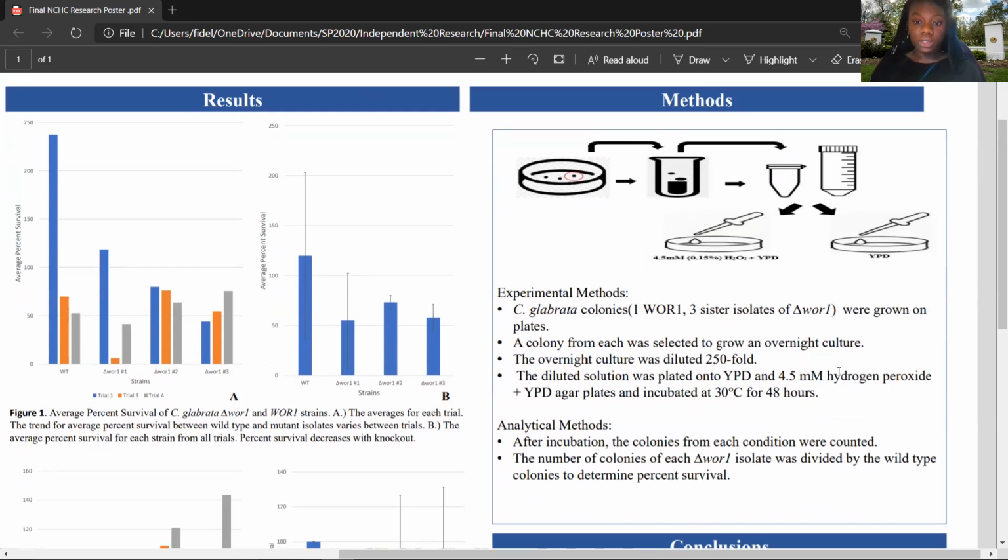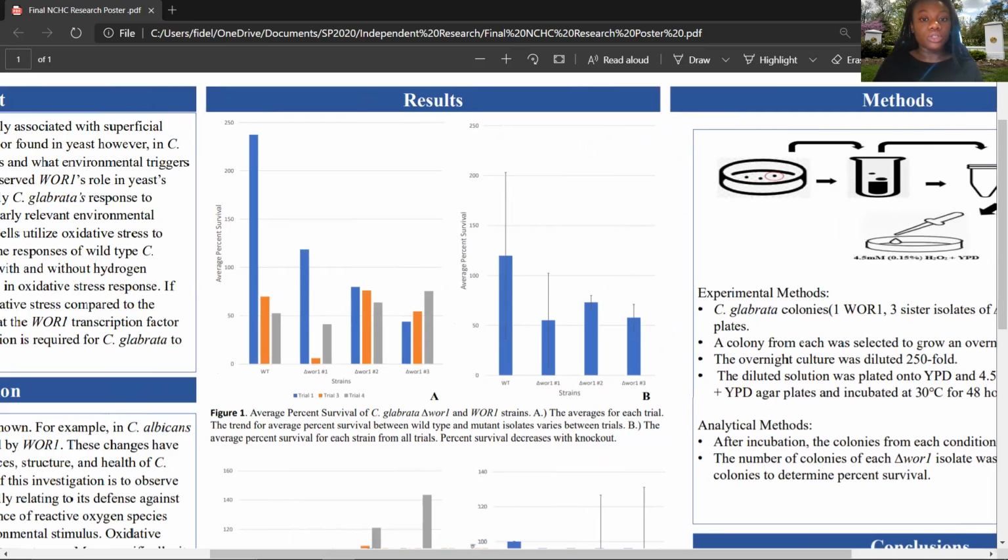Now, to analyze the effect of oxidative stress on these yeast, after incubation, the colonies from each condition were counted. Then the number of colonies of each delta WAR1 isolate was divided by the wild type colonies to determine my percent survival. And if you look here, I will go into the results that I found from these analytical methods.